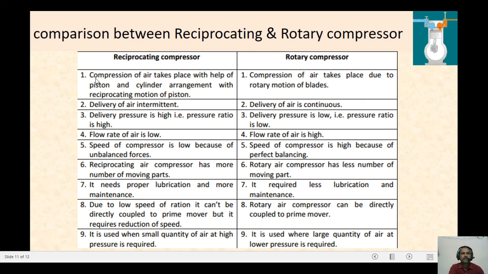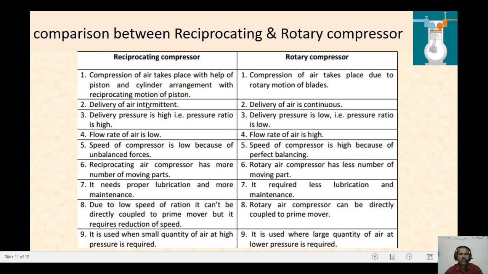First point, compression of the air takes place with the help of a piston and cylinder arrangement with the reciprocating motion of the piston. So in the reciprocating compressor, we are using the piston cylinder arrangement to compress the air from low pressure to high pressure. But in a rotary compressor, the compression of the air takes place due to the rotary motion of the blade.